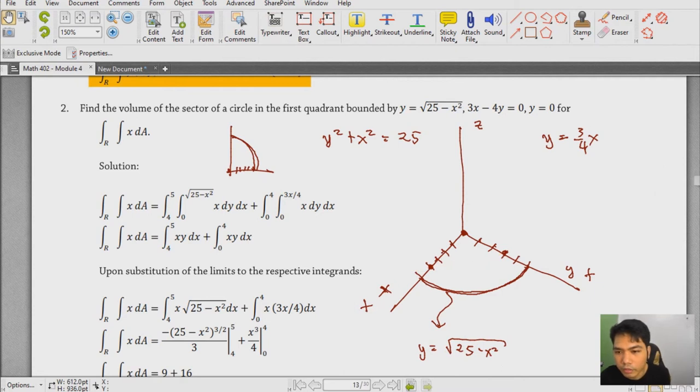So let's have it na iba yung kulay. So, meron na tayong circle dito. Meron pa tayo ditong line. Okay, and then y is equal to 0. So, yung y is equal to 0 is this part here. Ay, sorry. The x-axis itself. So, yun yung ating y is equal to 0. 3x minus 4y equals 0. And then this is your y is equal to square root of 25 minus x squared.